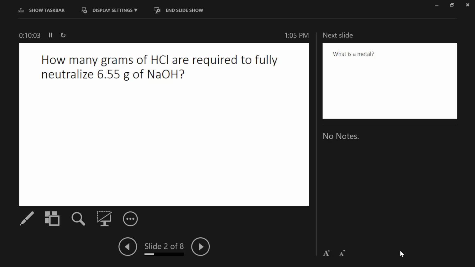It should be somewhere around 6. Has anybody done it? Because 36.5 is almost 40. So this would be just a little bit less than 1, a little bit less than 1 times 6.55. It should be somewhere right around 6. 5.976. Wow. Let's just call that 6 grams of hydrochloric acid.